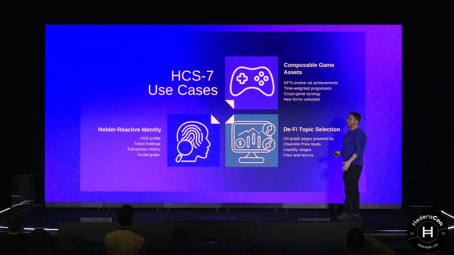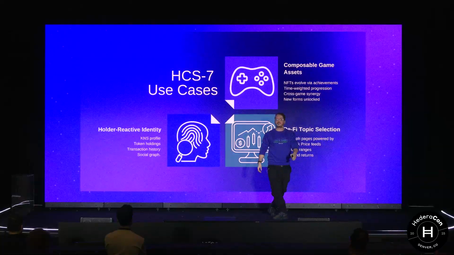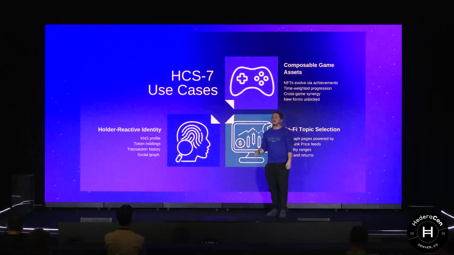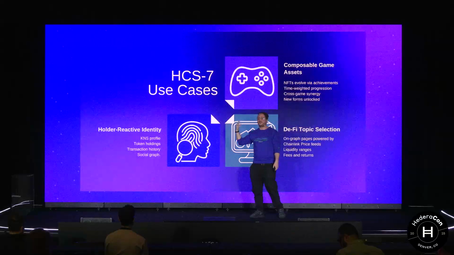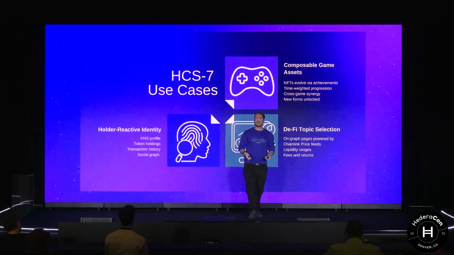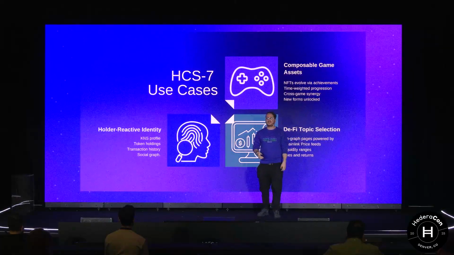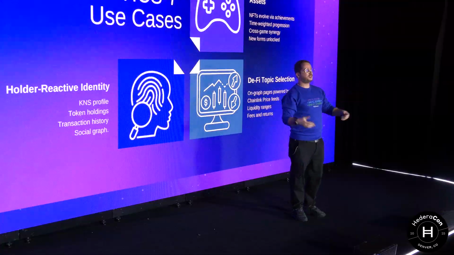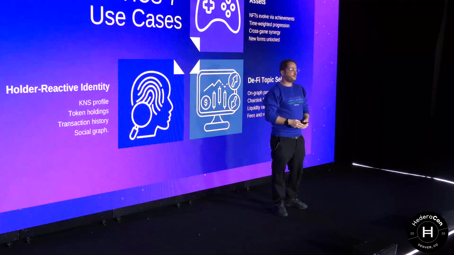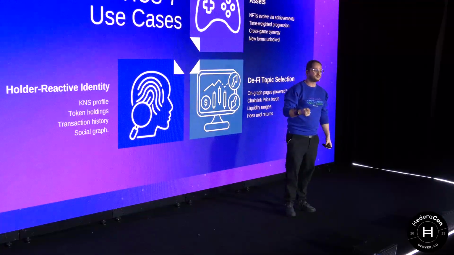So you're wondering, well, this is a really cool standard. What are some of the use cases of HCS7? So for example, holder reactive identity. You can have a DID profile that's utilizing a smart hashinal, and it's pulling smart contract data on your holdings. What's your HBAR balance? How many tokens do you have? And based on that, you get a different badge. So your badge and your profile will change over time, your identity would change over time based on this data from the smart contract and how the WASM is interpreting it.